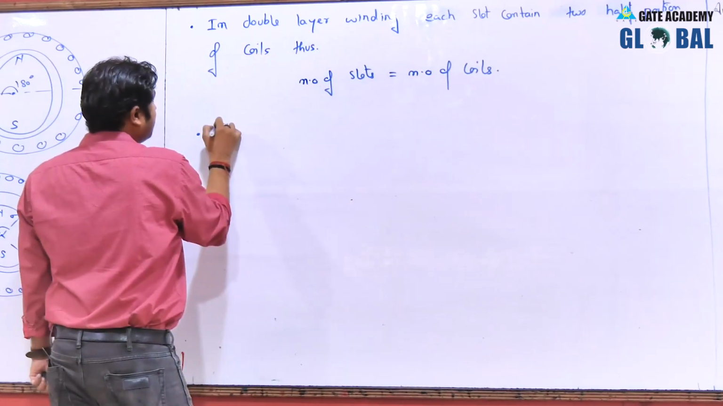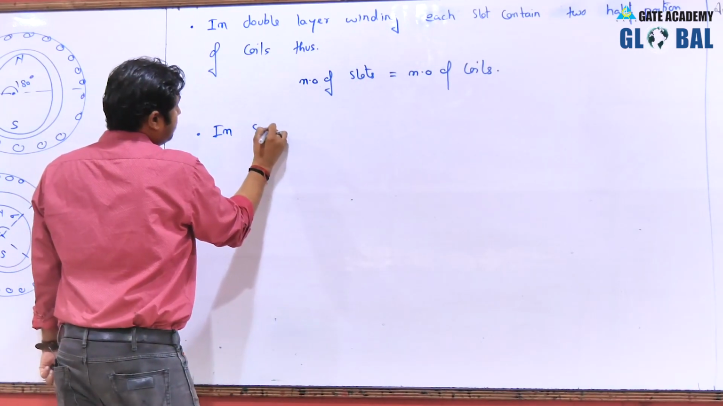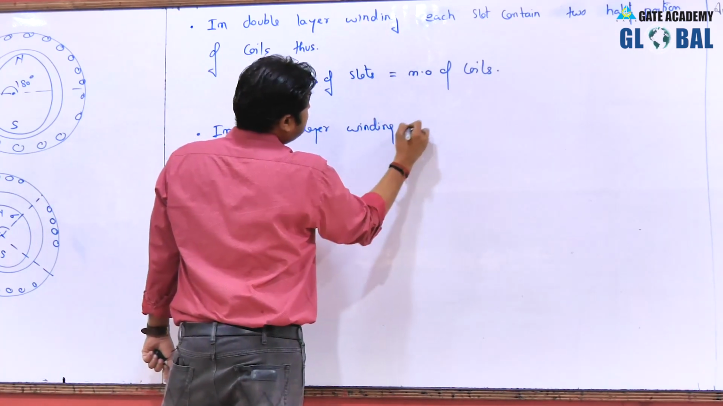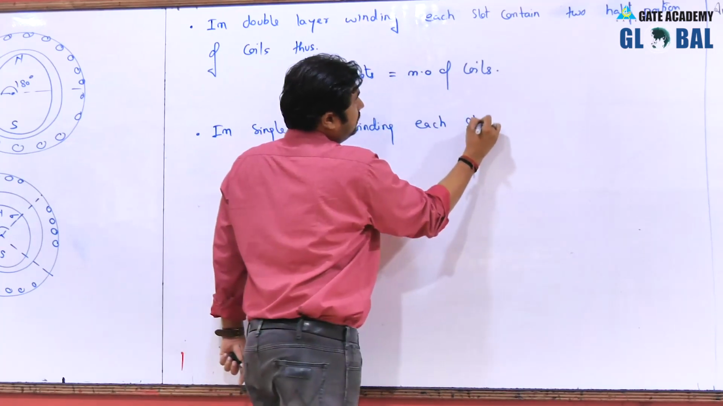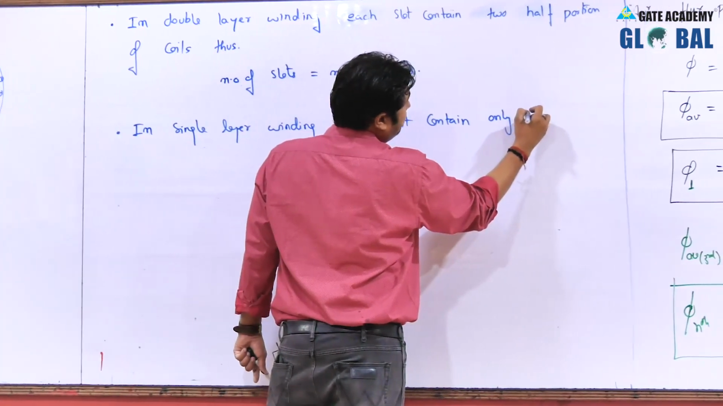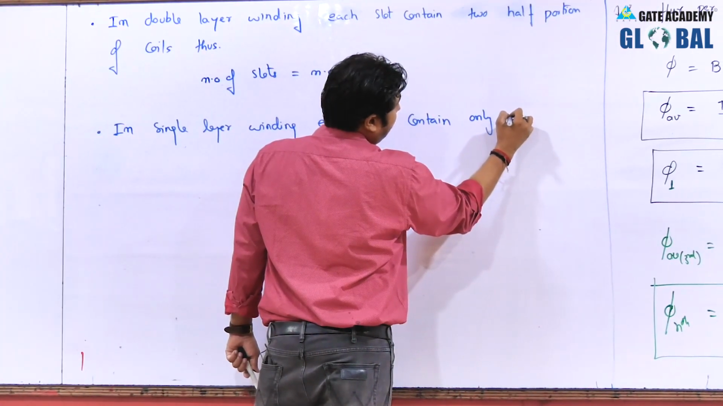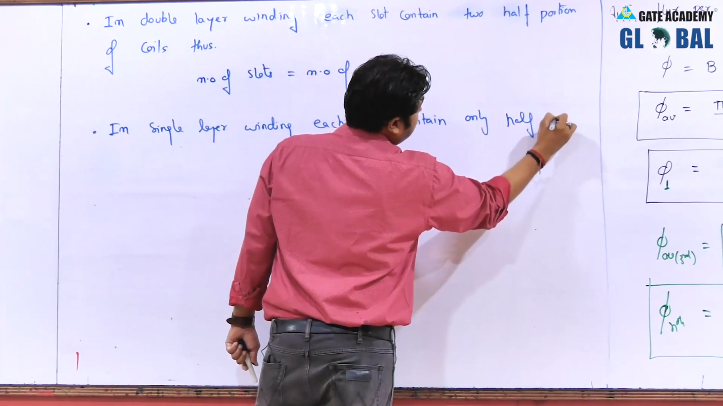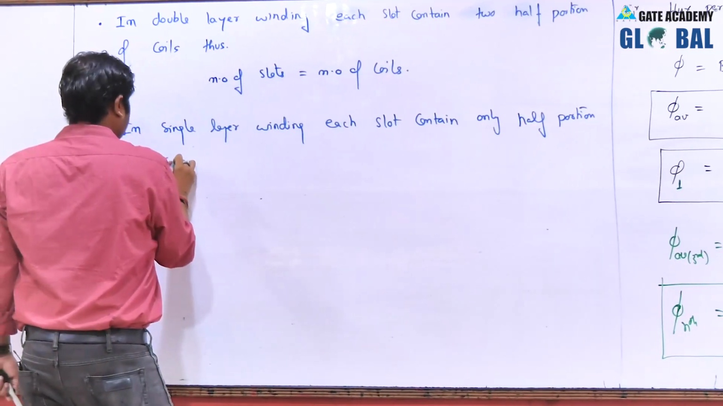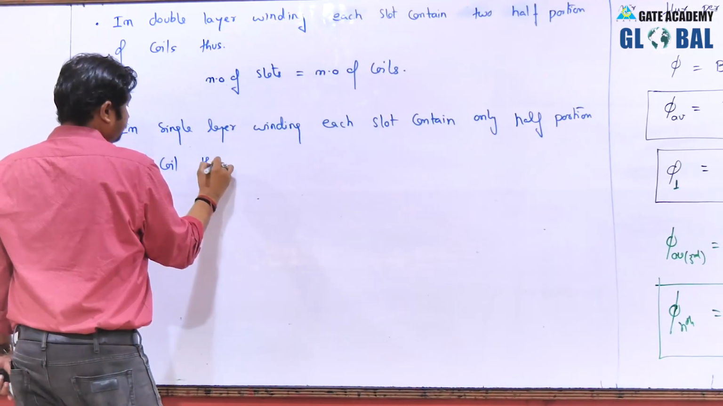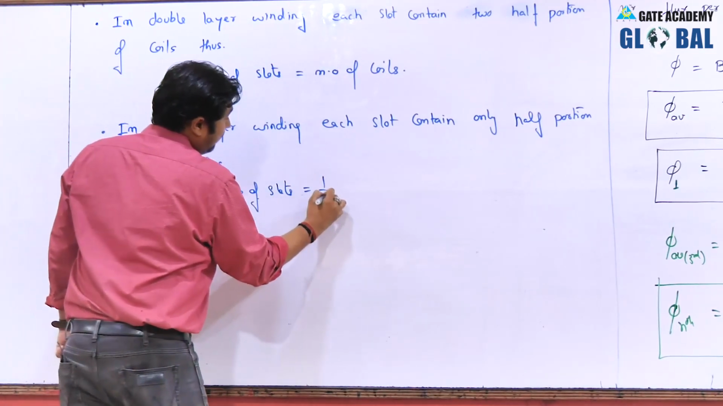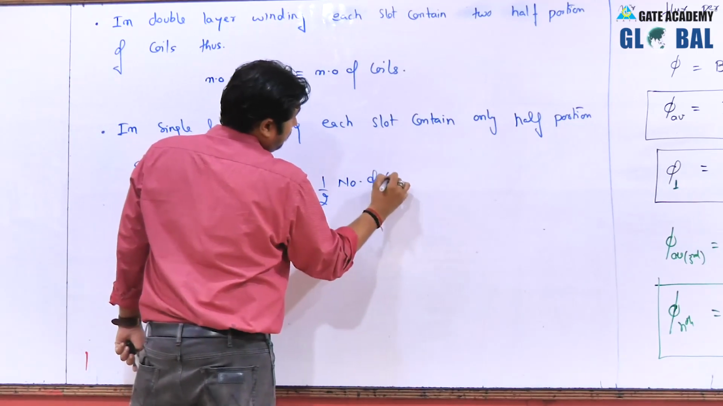However, in a single layer winding, each slot contains only half portion of the coil. Thus, the number of slots is half of the number of coils.